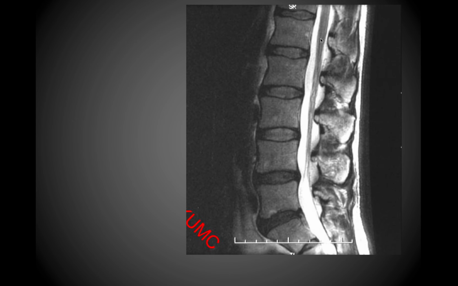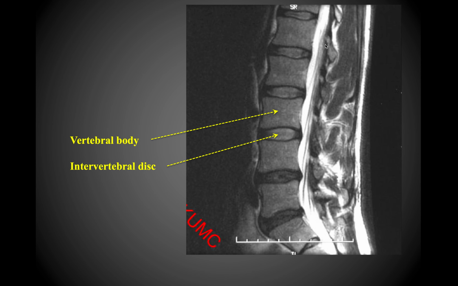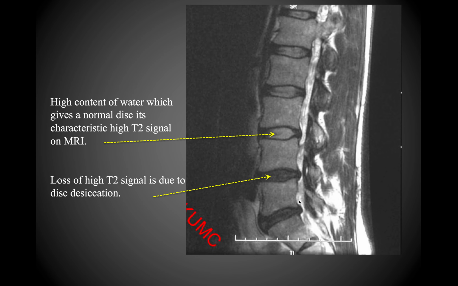And then as we continue descending, you can see the conus medullaris here quite well. And then once again, the intervertebral discs. And you'll note in this image that the nucleus pulposus is easy to appreciate up here, but then notice in this disc between L4 and L5 that all of a sudden there's this loss of that T2 signal, and that's due to something known as disc desiccation.